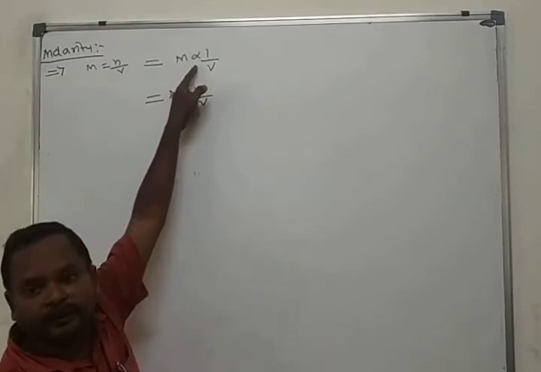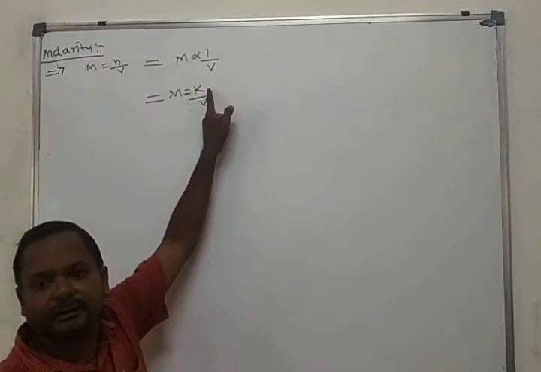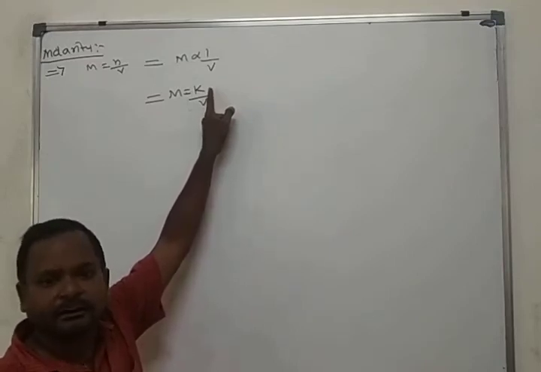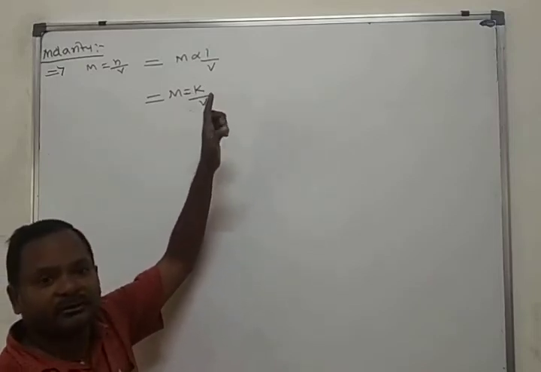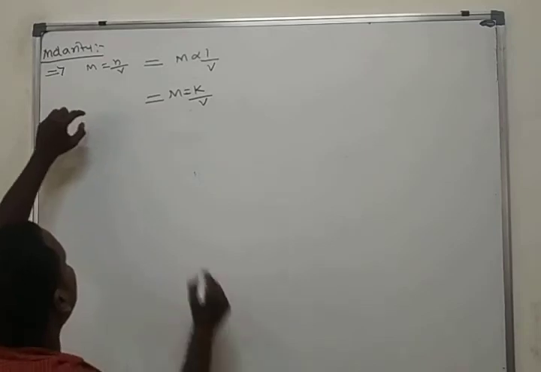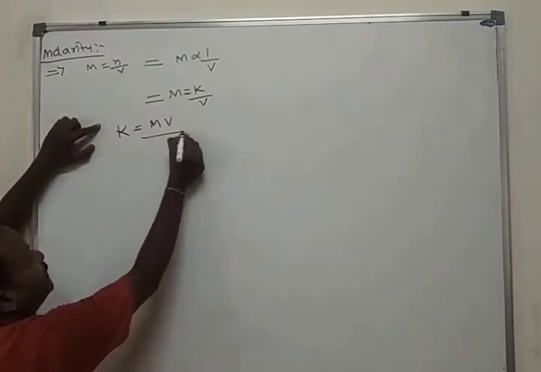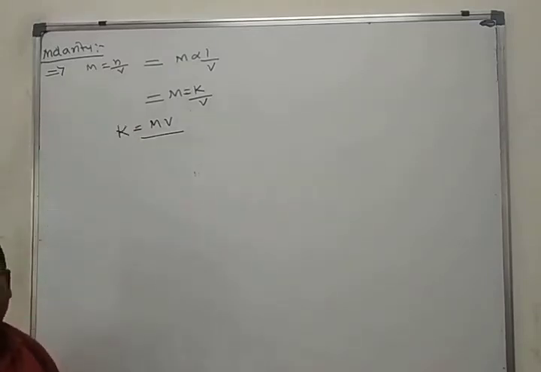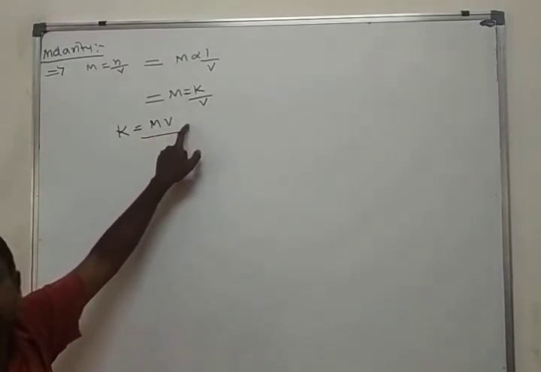You remove the proportionality constant and put another constant. K is a simple constant. Don't think about it. It is also useless here. We need this one. What is the K? K is equal to M times V. M means molarity, V means volume.